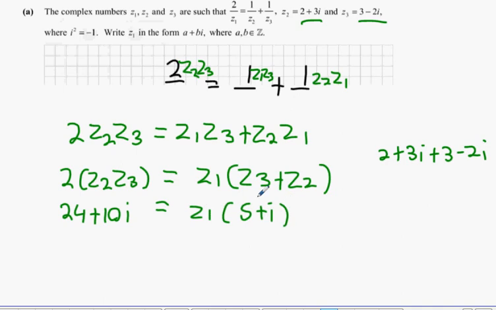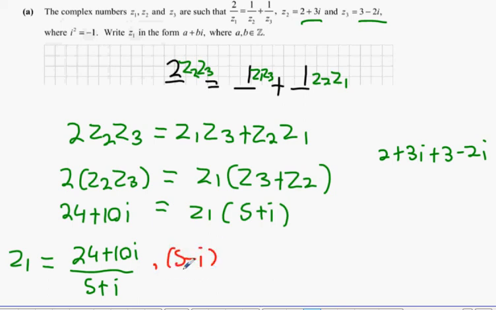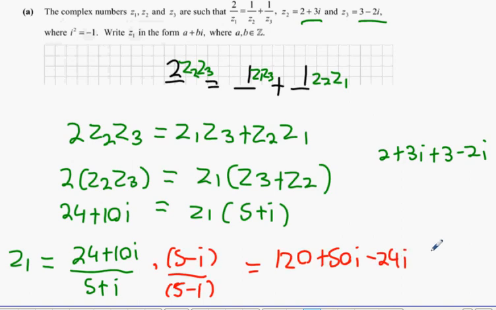Z1 multiplied by 5 plus i is the same thing as 24 plus 10i. Bring that under. Would everybody agree that Z1 equals that? What do I do to get rid of the denominator? Conjugate, top and bottom. Then what do you get next? 120 plus 50i minus 24i, minus 24i plus 10, plus 10.